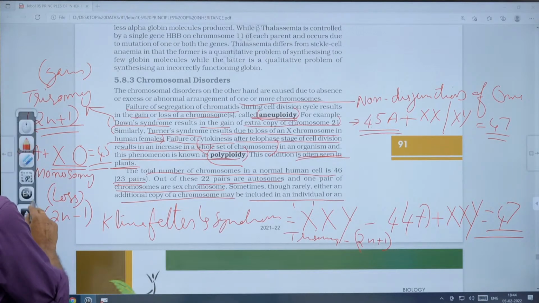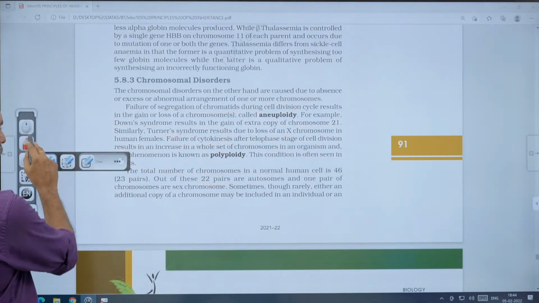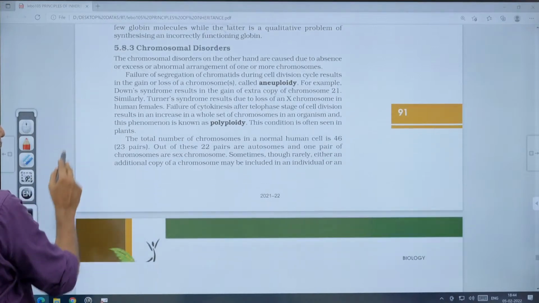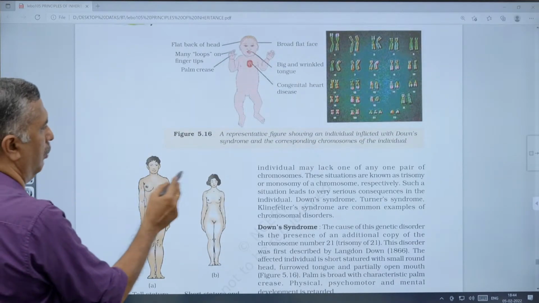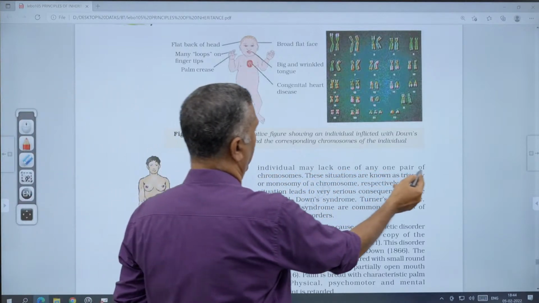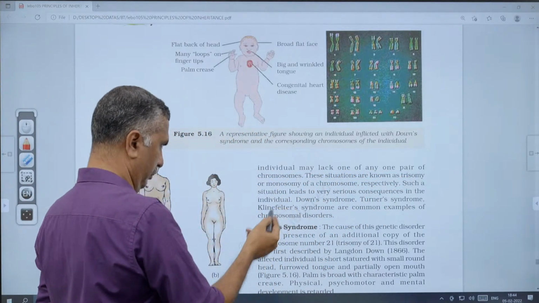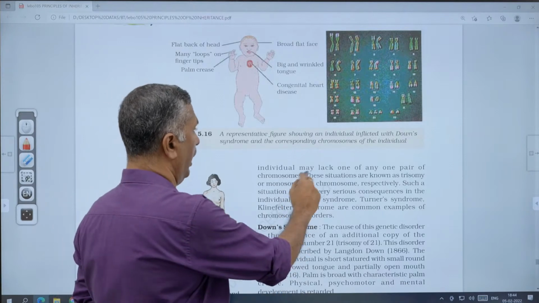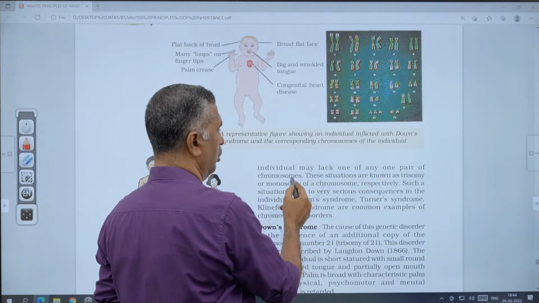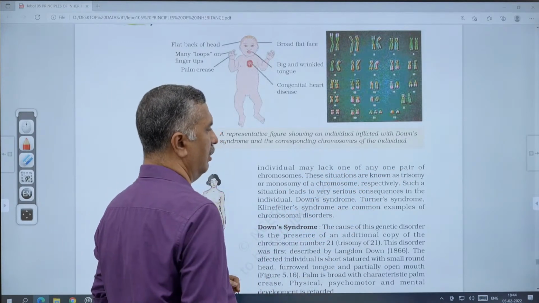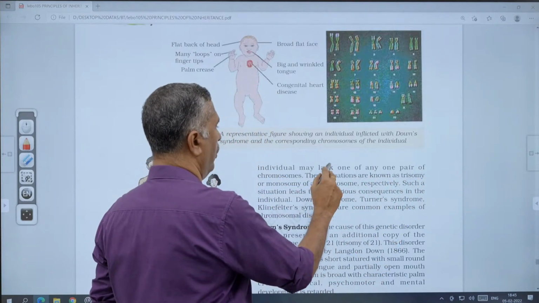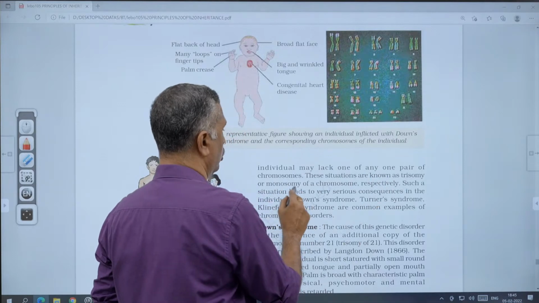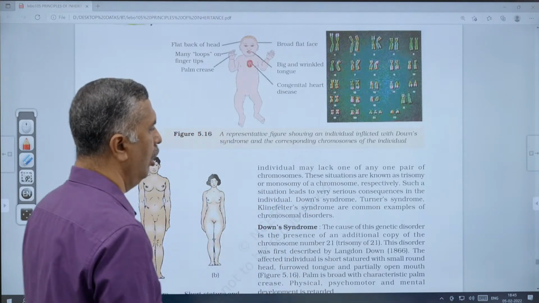Any set of the chromosomes, an individual may gain one extra copy, or may lack one of any pair of the chromosomes. The addition is called trisomy, or it may lack one of any pair of chromosomes. That's called monosomy of a chromosome.